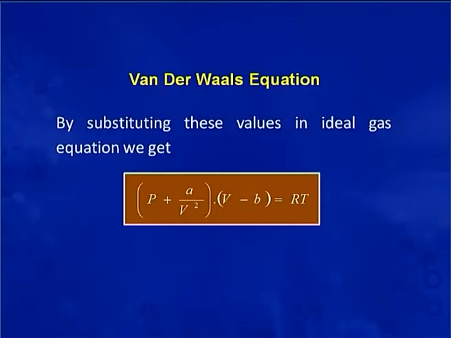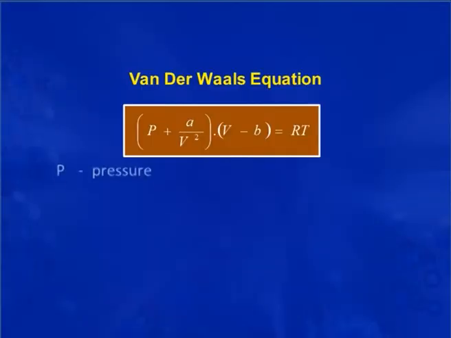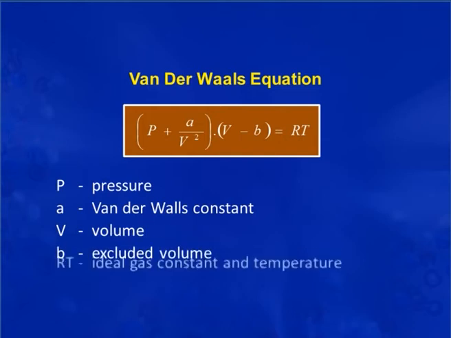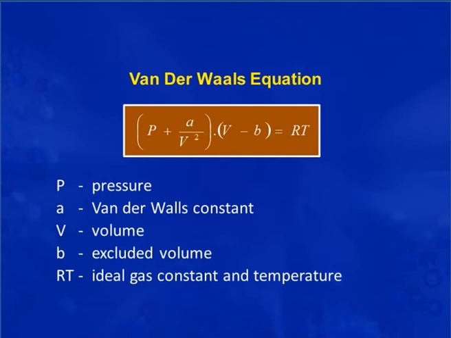These both are known as van der Waals constants. By substituting these corrections in the ideal gas equation, we get this equation, that is P plus a by V square into V minus b is equal to RT. Here P is the pressure, a is the van der Waals constant, V is the volume here and b is the excluded volume. R and T are the ideal gas constant and temperature. For 1 mole of gas, n is equal to 1 in this equation.